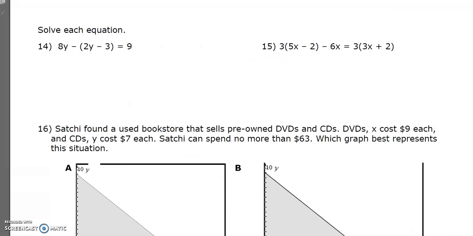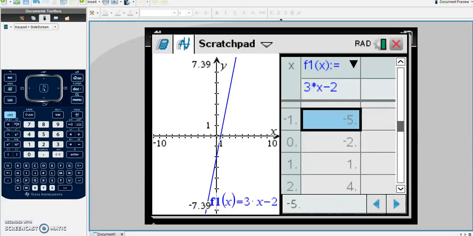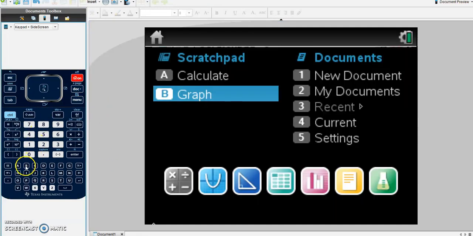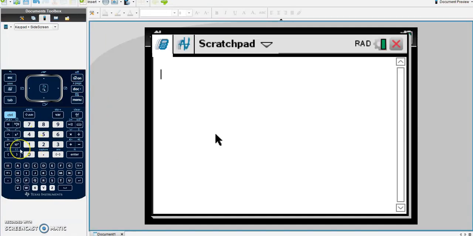Okay, number 14 and 15, we are just solving the equation. You can see number 14, I have just the variable y in this and no other, and I have an equal sign, so that means I can put this in solve. Number 15 also, I just have x's and an equal sign, so I can put this in solve. So I'm just going to pop up my calculator, go to the home page, and then go to Scratchpad, and from there we can do the two equations. I'm going to do both of them right now.